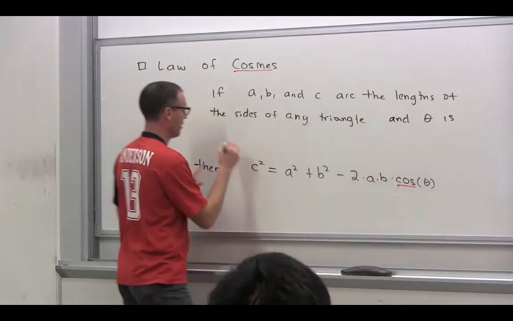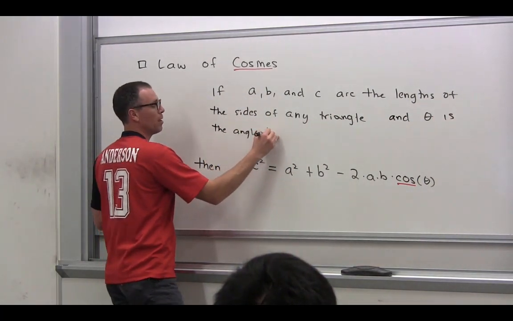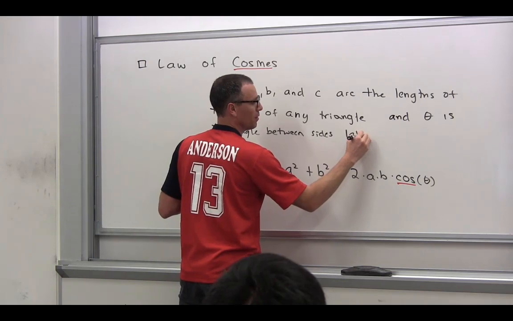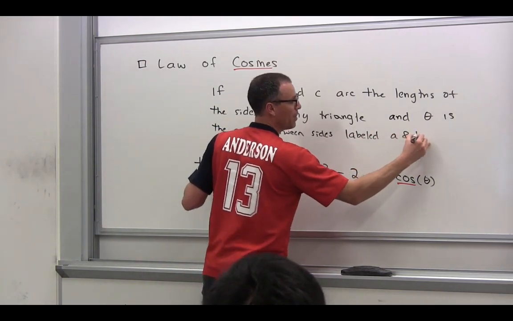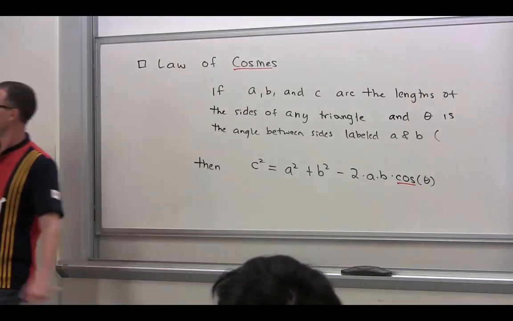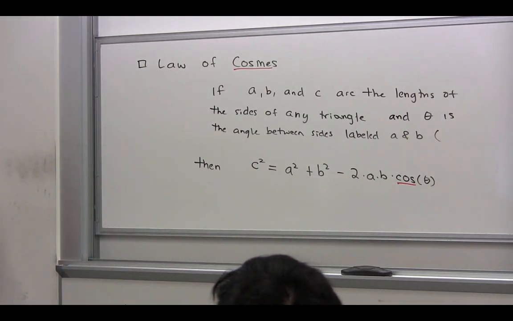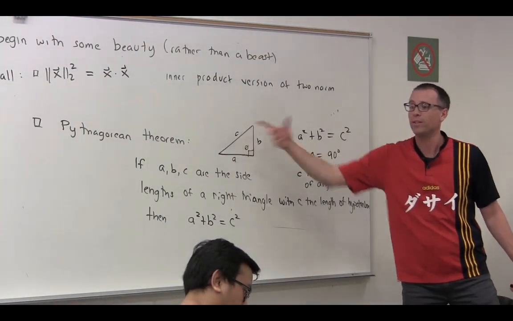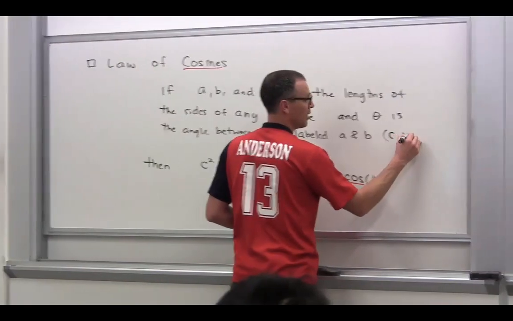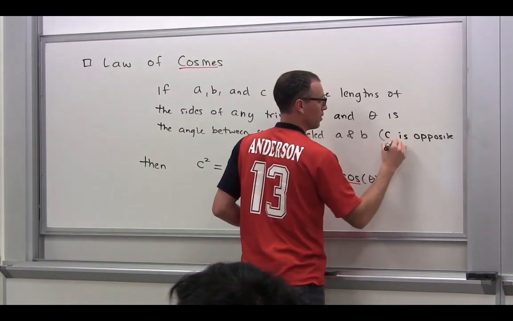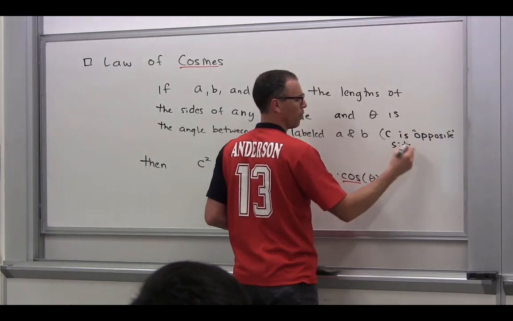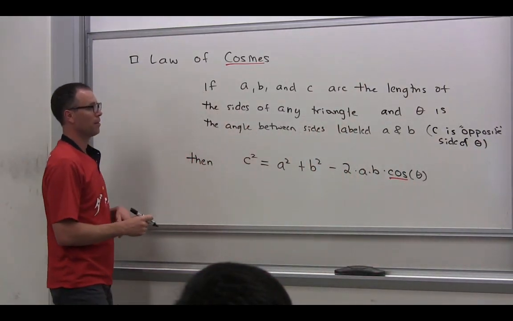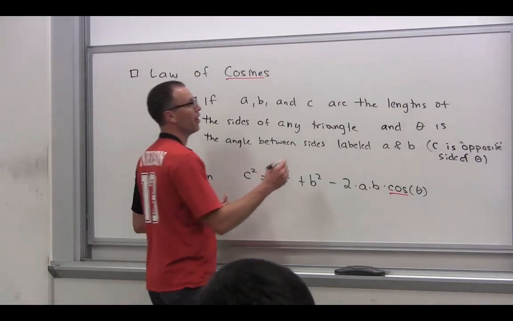theta is the angle between sides labeled A and B. So then what would that say about C? C would be the side opposite. If theta is between A and B, C would be the side opposite, right? C is the opposite side of theta. Okay, let's draw a diagram.